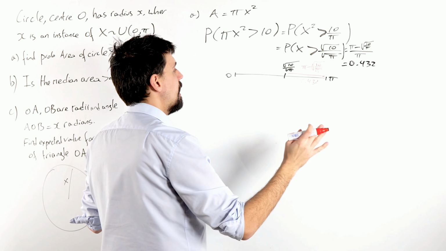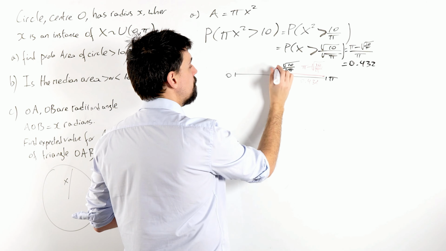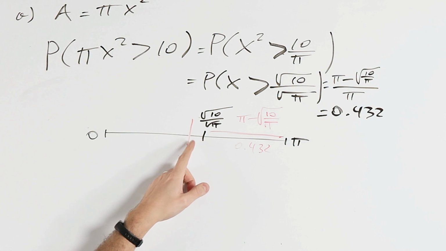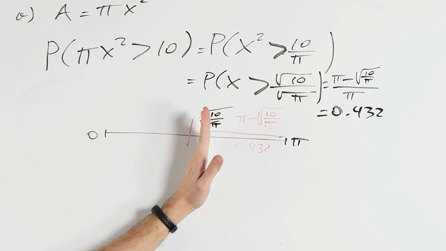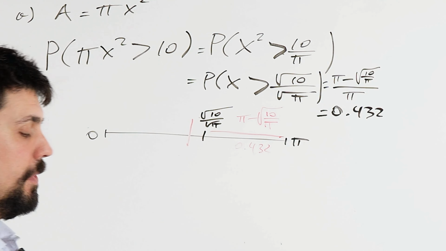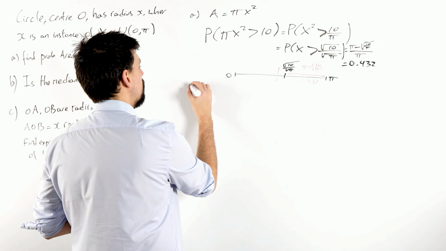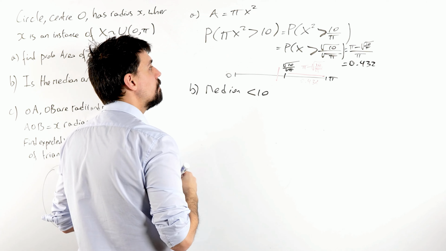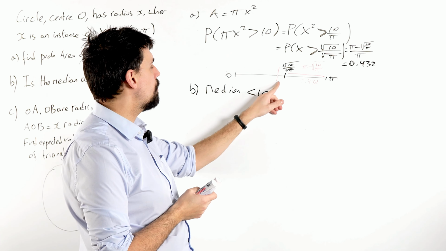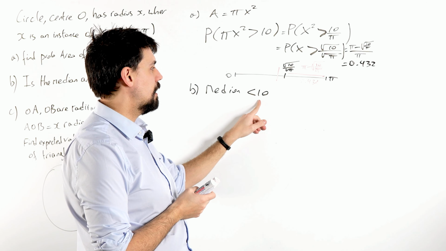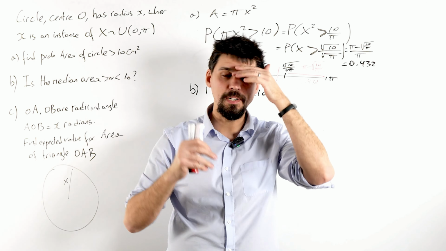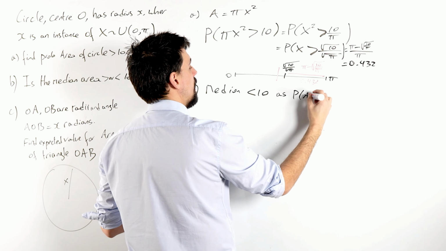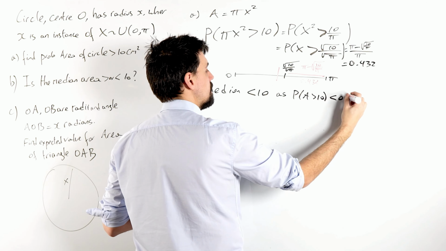So what does that mean? Well, quite obviously, you need a higher probability, 0.5. So that number there needs to scoot lower. So that tells me, for B, that the median has to be less than 10, because I want a higher probability. Median has to be less than 10 as the probability that the area is bigger than 10 is less than a half. There we go.